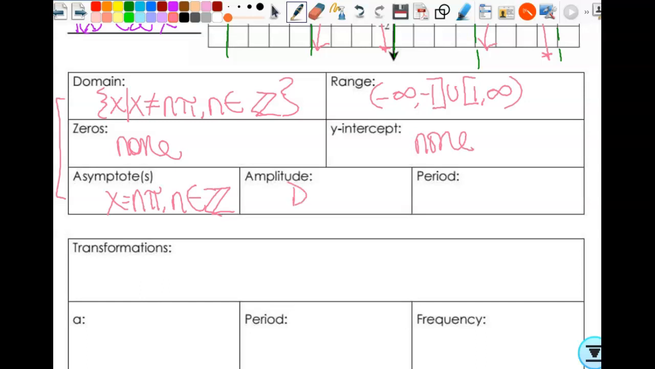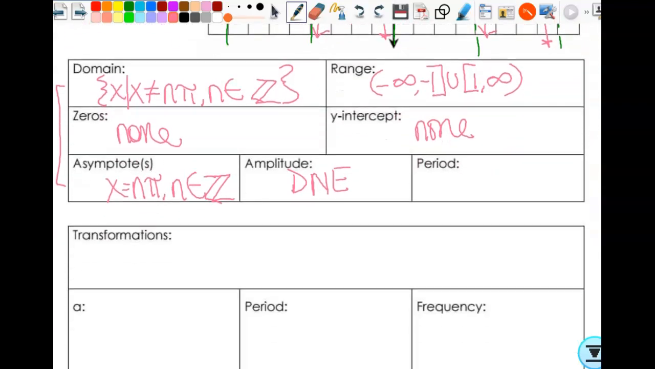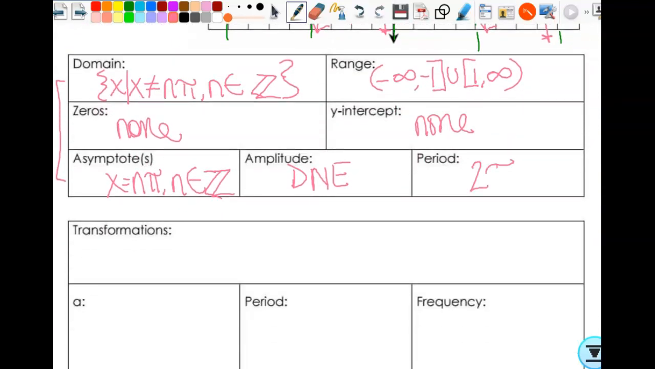Amplitude does not exist because there's no maximum and minimum, right? And what's the period? 2 pi. It's the same as sine, right? Because we're taking sine and turning it inside out. So period is 2 pi. Okay. My transformations, f of x.